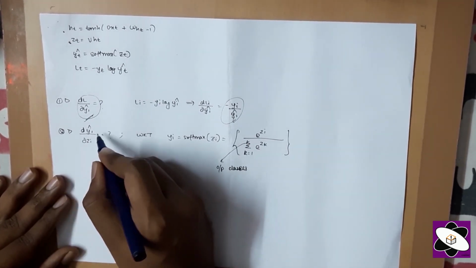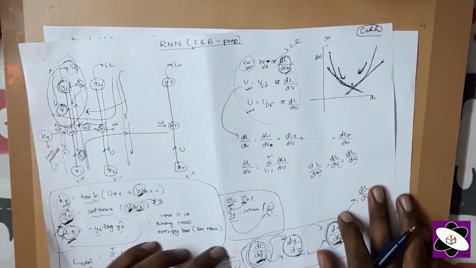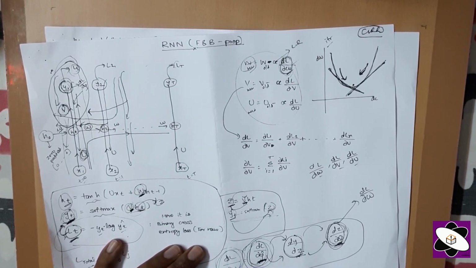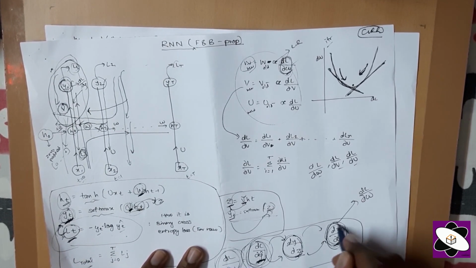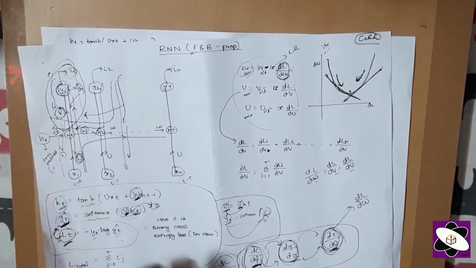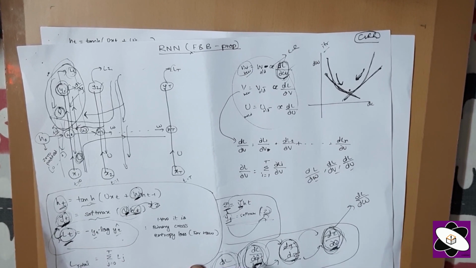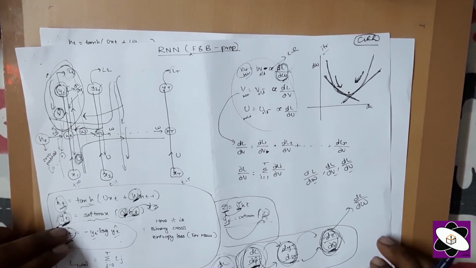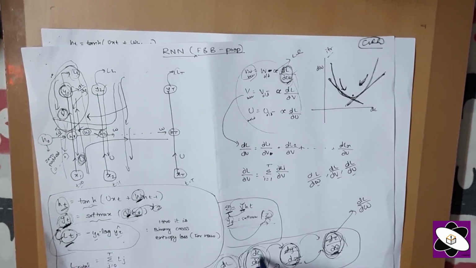Now we are going to find dy by dz, because we want to find dl by dv. For that we want dl by dy, then dy by dz, then dz by dv. Only then can we apply the chain rule. By chain rule, you can just cancel like this and we will obtain dl by dv.